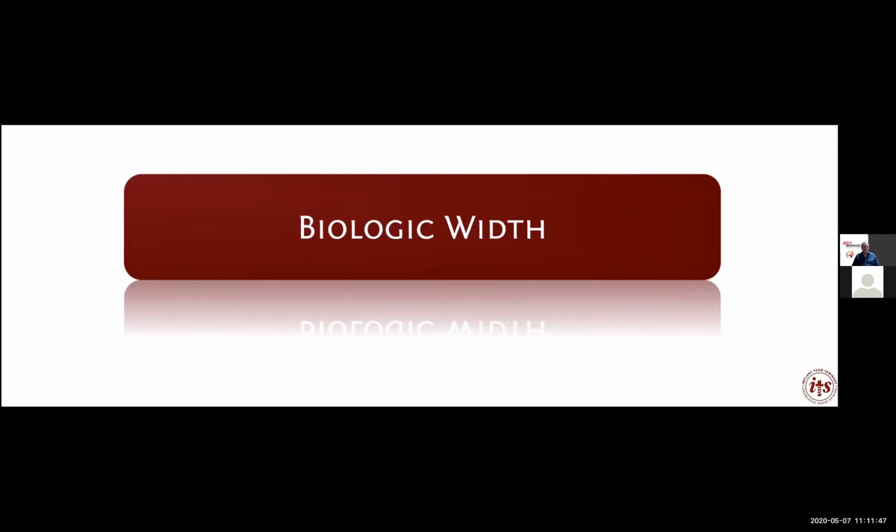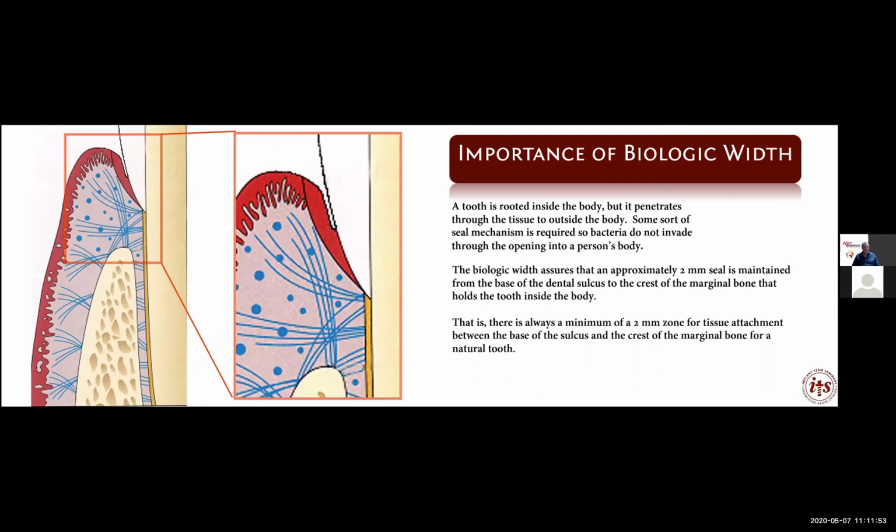So we can begin with a discussion of biologic width. A tooth is rooted inside the alveolar bone, and it also penetrates through soft tissue into the oral cavity. Some sort of seal mechanism is required to prevent the invasion of bacteria and endotoxins from the mouth into bone. The biologic width assures that there is an approximate 2 to 3 millimeter seal extending from the base of the dental sulcus to the crest of the marginal bone.